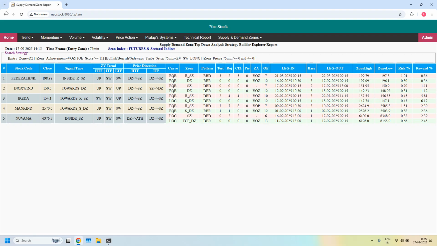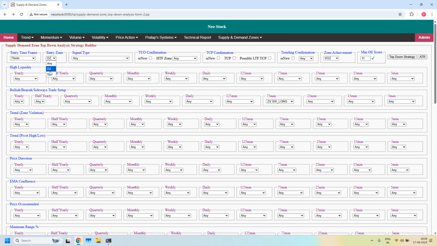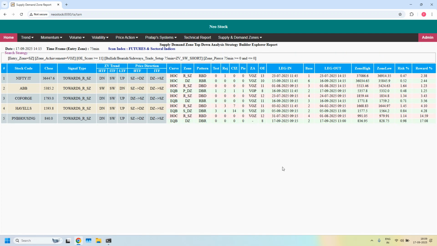Next, weekly income trade, sideways short trade setup, 75 minutes supply zone, sideways short. Let's filter. We got 5 stocks. Entry time frame zones are these 75 minutes supply zones. You should plan trades only if lesson 30.3 checklist items are satisfied. Otherwise, higher chances of zone violation.